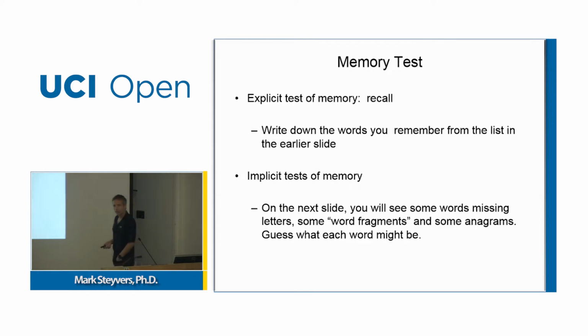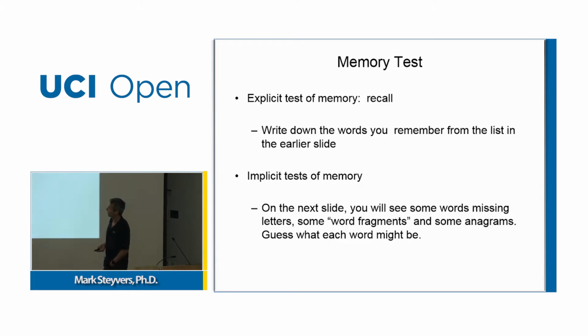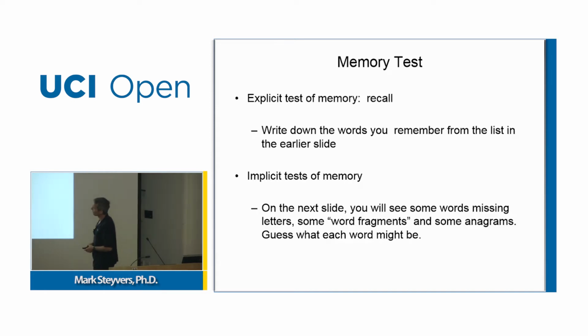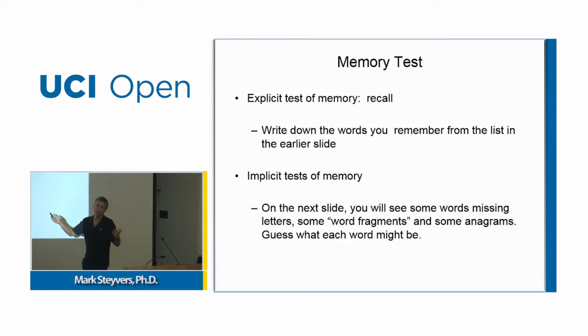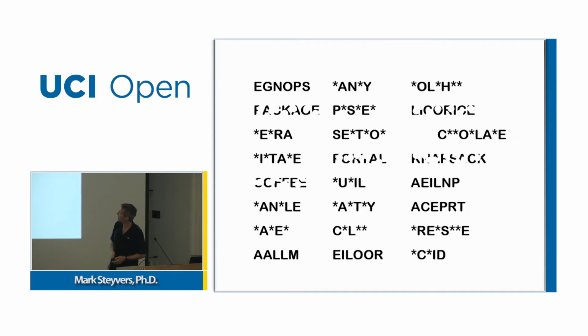Okay, so now there are two ways to test you. One is with an explicit memory test, and we won't do this here in this class, but you can imagine that you have to write down as many words as you can remember from that specific list. On the other hand, we can do an implicit memory test where we test your performance in a way that seems unrelated to the original study list, but we can indirectly measure your memory for these words. So we'll show on the next slide some word fragments and some anagrams. For the word fragments, you just have to fill in some of the missing letters to make it a valid word. For the anagrams, you shuffle the letters around to make this a valid English word. So guess what each word would be.